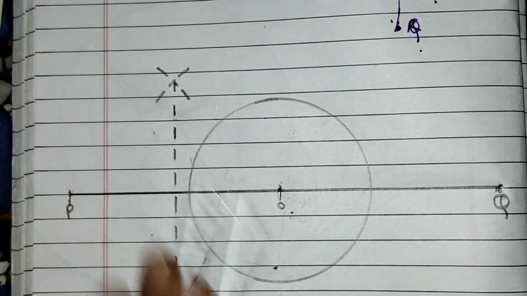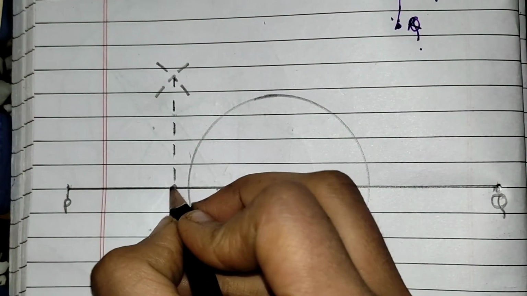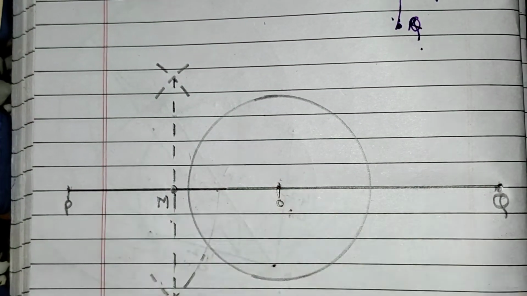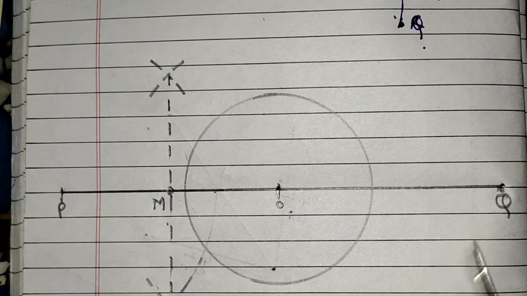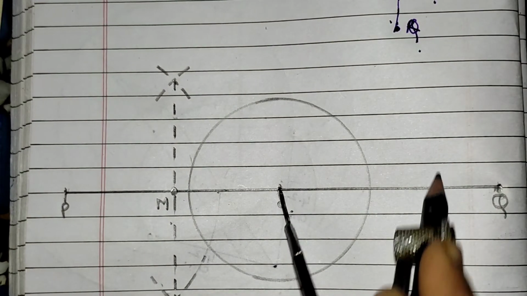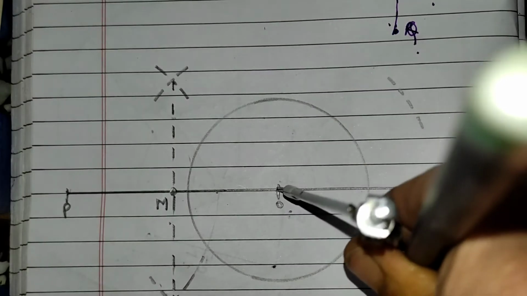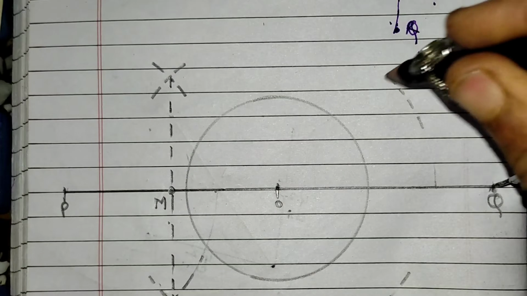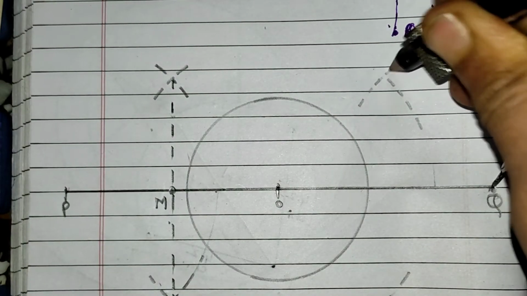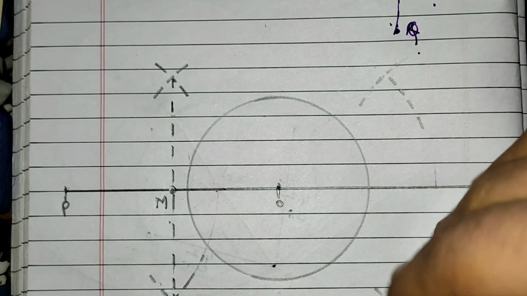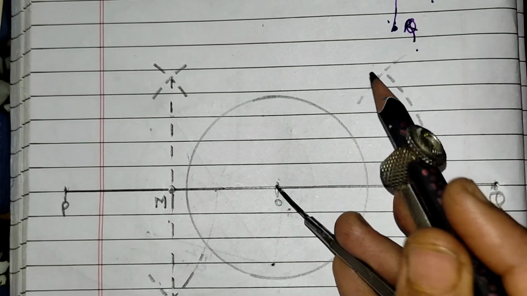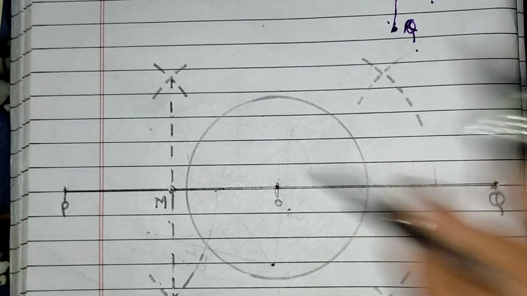Okay, if you are going to join this, then what you will get? You will get this point, suppose M. Similarly, I can do here also, that means I am going to bisect this line also. The difference only in this question is that this time two external points are given to me. So from both of the external points I have to draw tangents. So I will follow the same process.